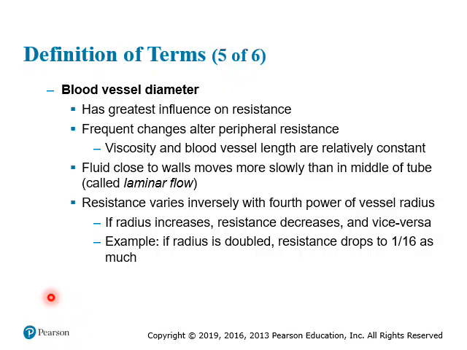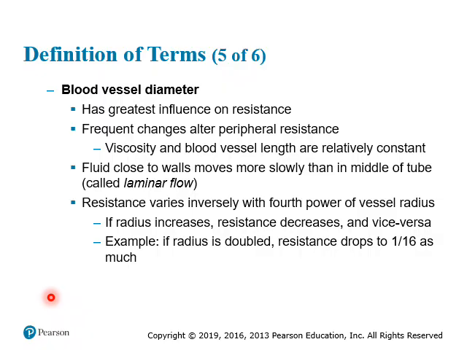The fluid close to the walls moves more slowly than in the middle of the tube, which is called laminar flow. You have a free-flowing and faster-flowing middle stream in the middle of the vessel, which you call laminar flow.